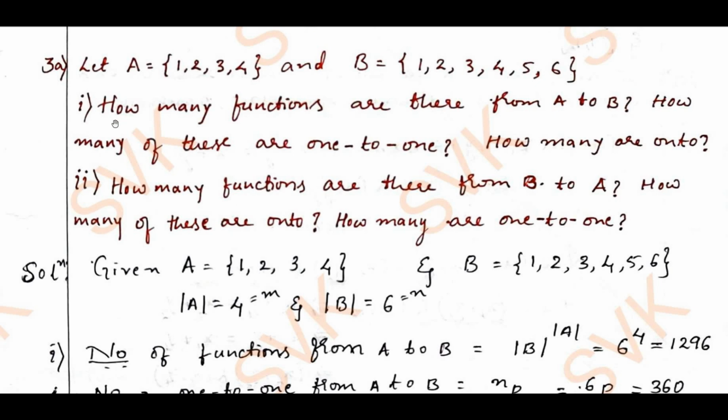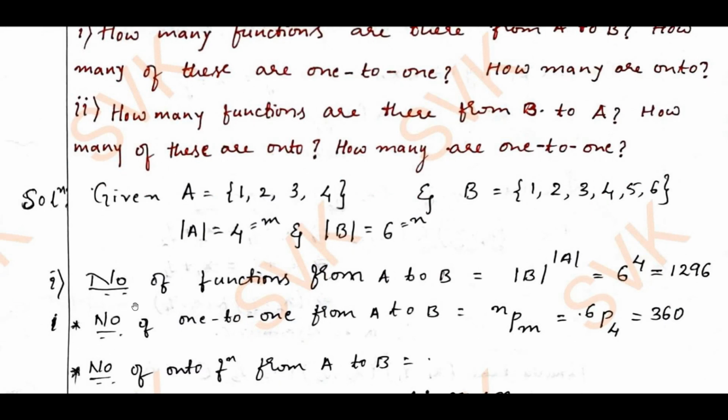Moving on to the first question, what they are asking: how many functions are there from set A to B? To find that, this is the way to find the solution. The number of functions from A to B is given by the formula, cardinality of B to the power cardinality of A. The cardinality of B is 6, and the cardinality of A is 4. Therefore 6 power 4. Calculate using your calculator, and you are going to get 6 power 4 as 1296.